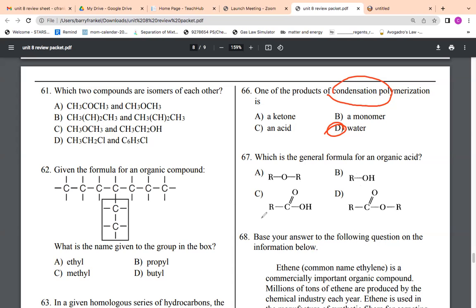67, which is the general formula for an organic acid? All you've got to do is go to Table R and match it up. Here you go, it is choice C. Right here is your carboxyl group, which is your organic acid.